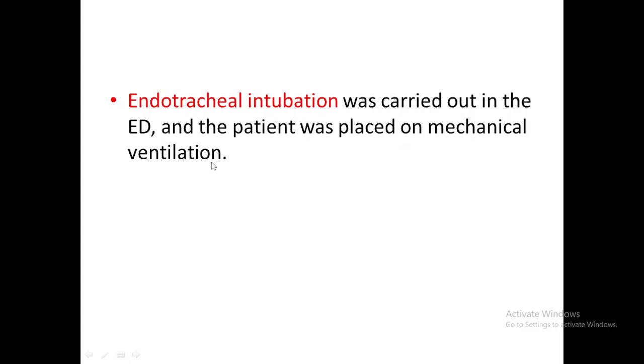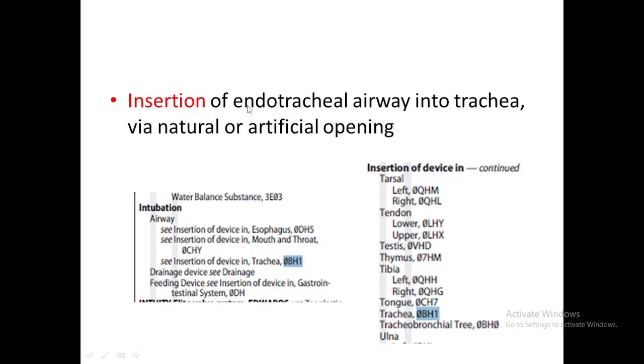ventilation. So endotracheal intubation was carried out and the root operation will be insertion. So insertion of endotracheal airway into trachea via natural or artificial opening. There are two ways of finding a code here. First, we can use the word intubation, and under intubation we will be directed to see insertion of device in trachea. So we can directly go to insertion of device in and search for trachea. We can use either intubation or insertion of device in.